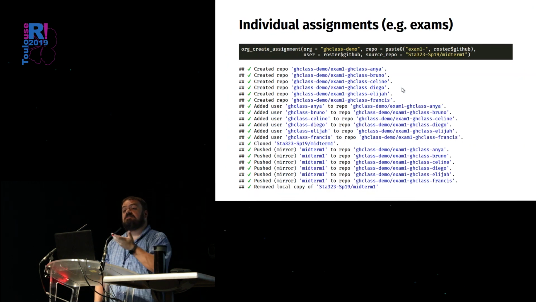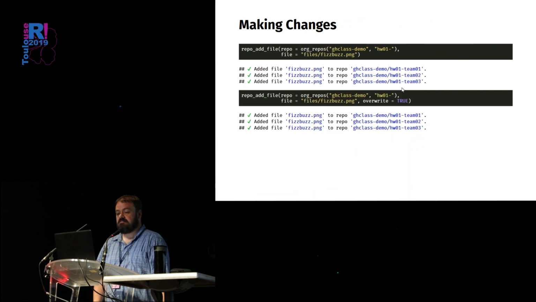You can also create individual assignments. I'm just leaving off the team argument, and in this case what I'm doing is creating one repo per individual, and then I'm adding the individual to the repository as opposed to adding a team to the repository. So in this case I'm now getting 6 different repositories, 6 different individual things that they can then work on. This is very useful for doing exams, midterms, take-homes, that kind of thing.